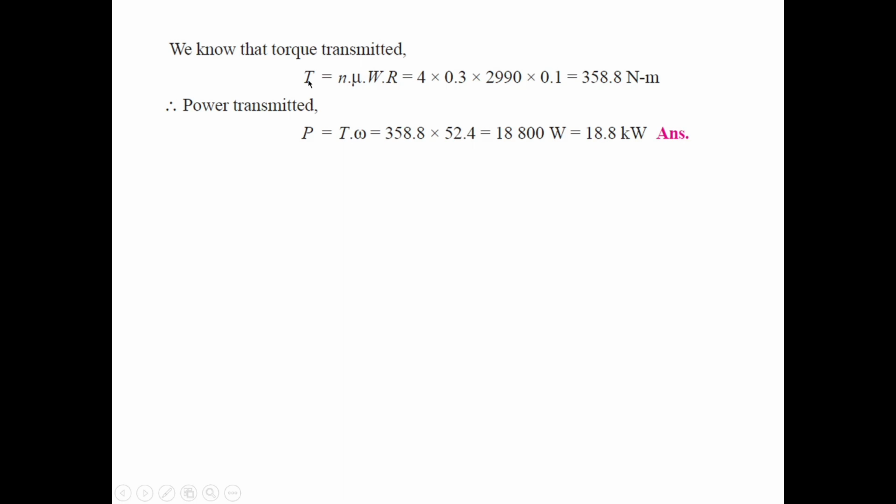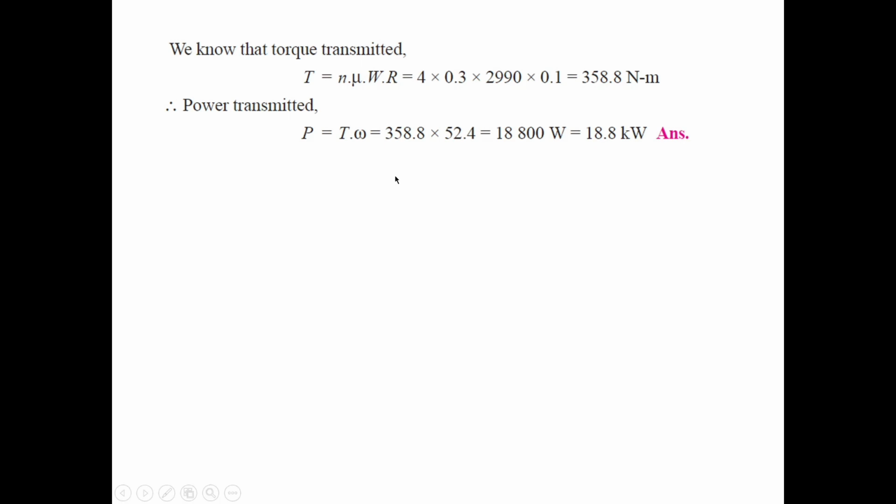Now torque T is equal to n mu WR. You know this formula, right? T is equal to n mu WR. So direct substitution, find the torque value. The unit for torque is Newton meter. And similarly find the power transmitted.